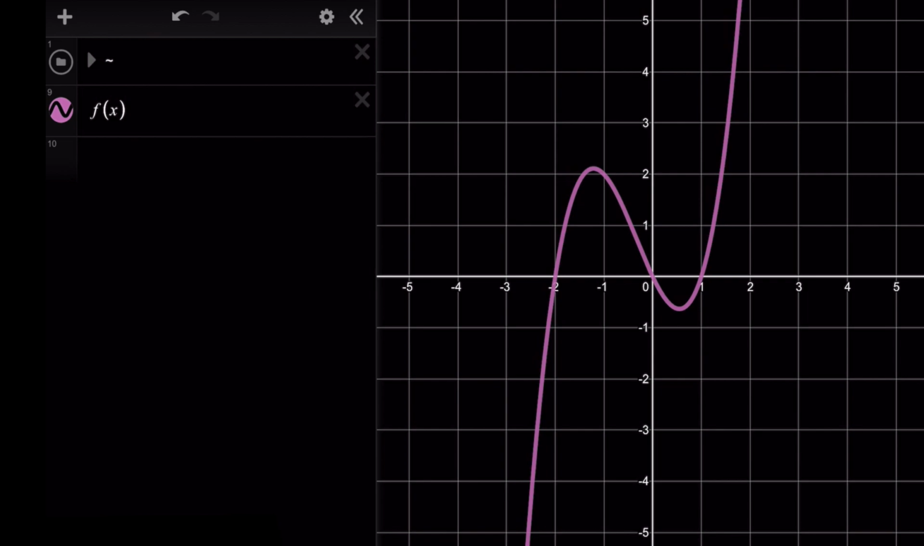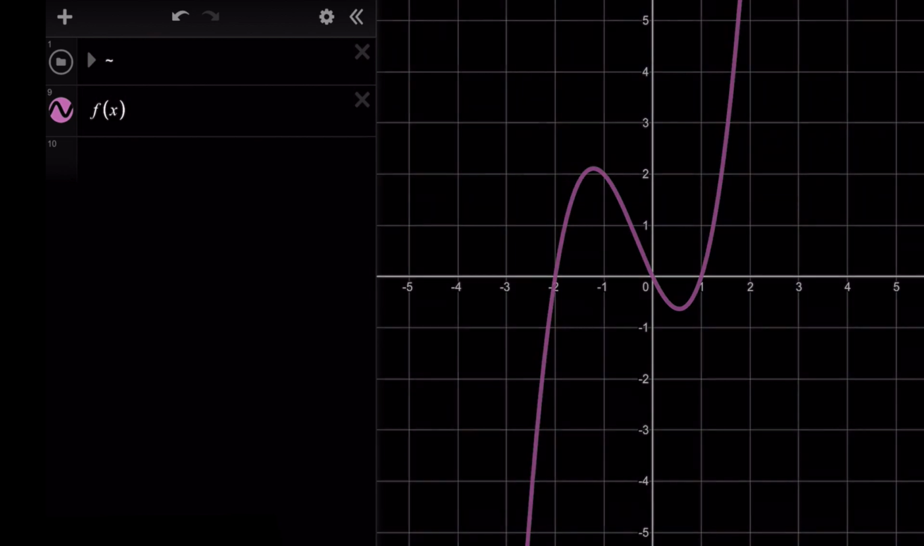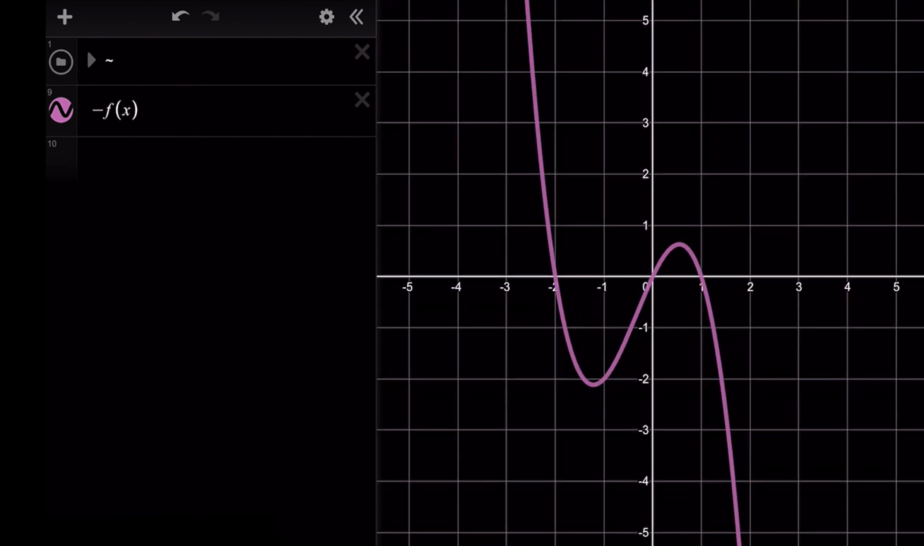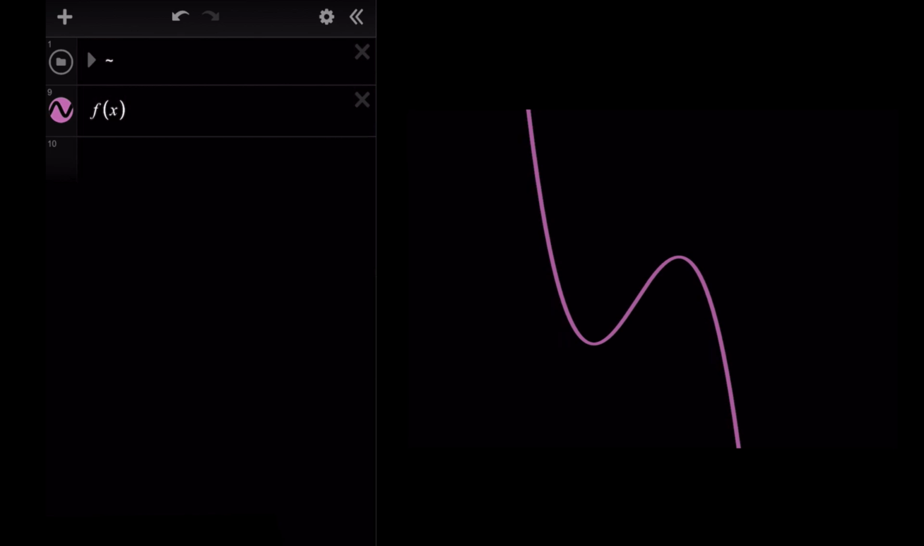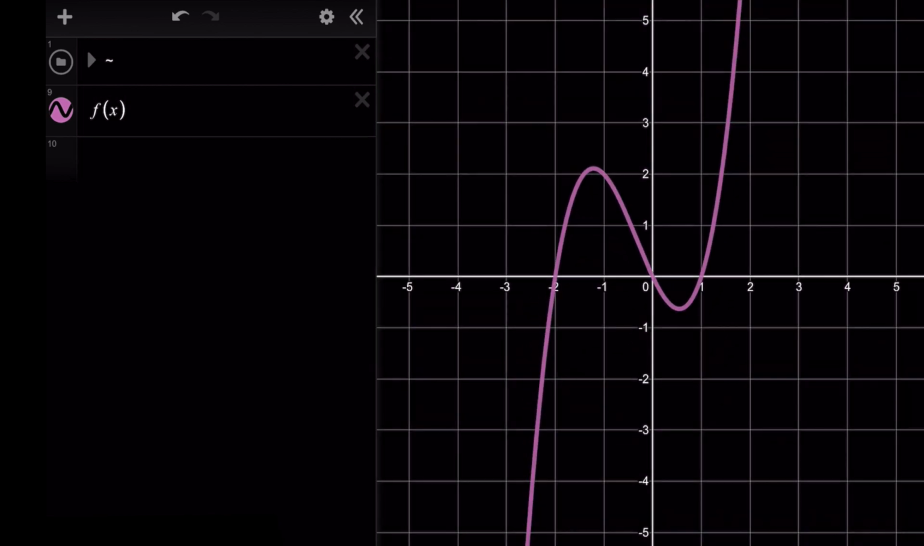Okay, so now again we can observe this with the vertical reflection. Here if I put the negative on the outside, this is going to take all of the outputs or the y values and change their sign. So this is a reflection over the x-axis. Everything above the x-axis is going to move below, and everything below is going to move above. So these are our two reflections, and of course we can actually do both of them if we'd like. We can reflect it over the x-axis and over the y-axis. We can do both at the same time. That's allowed too.